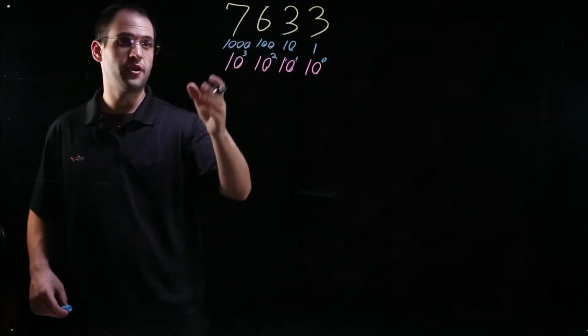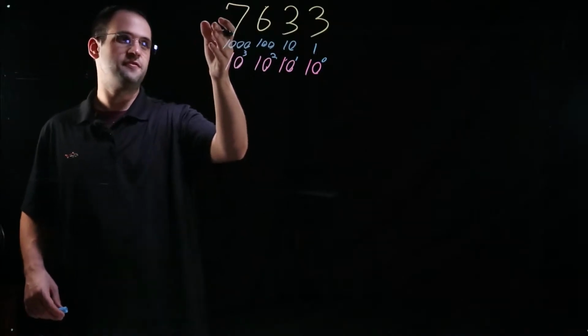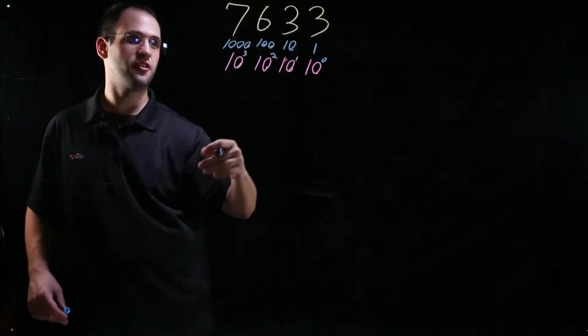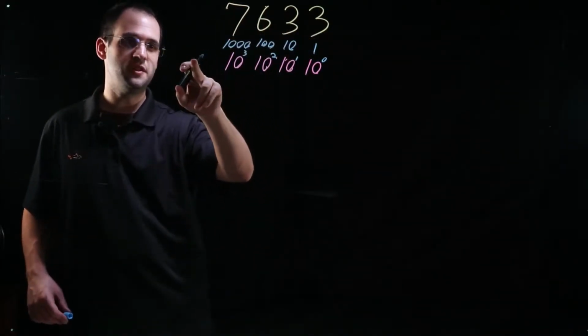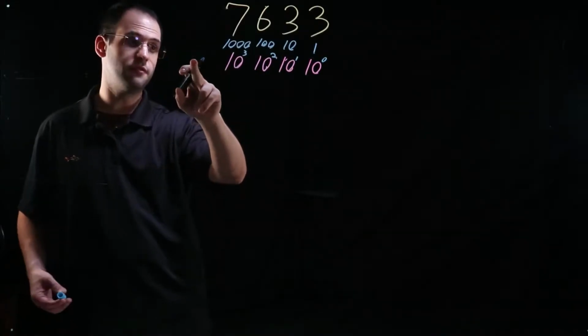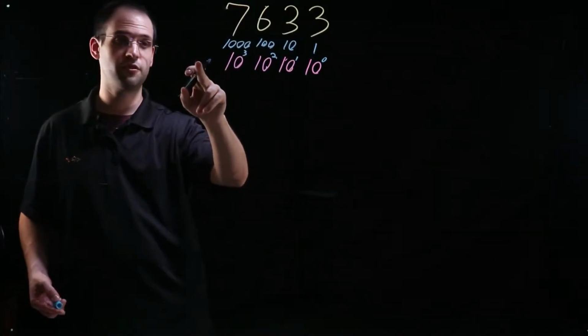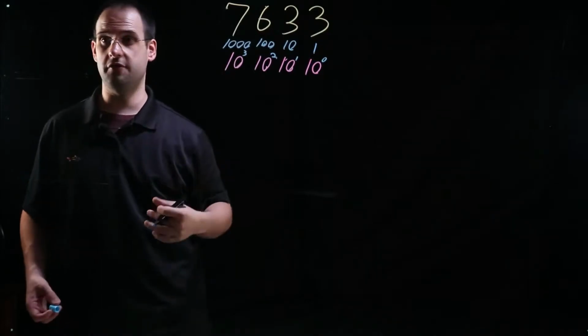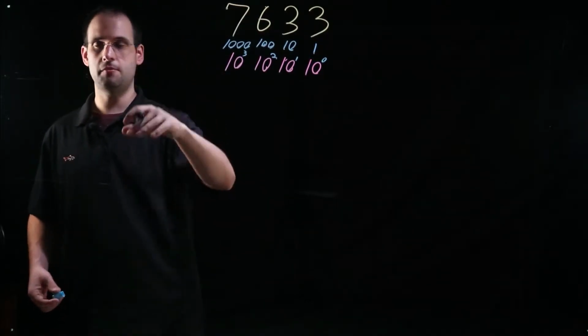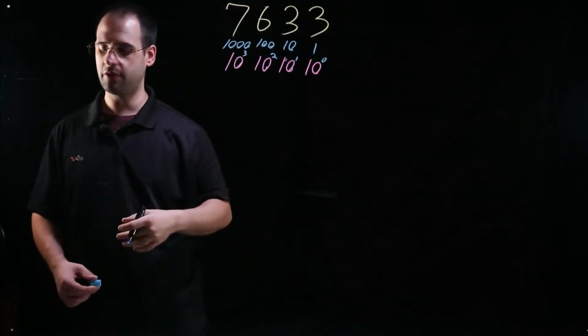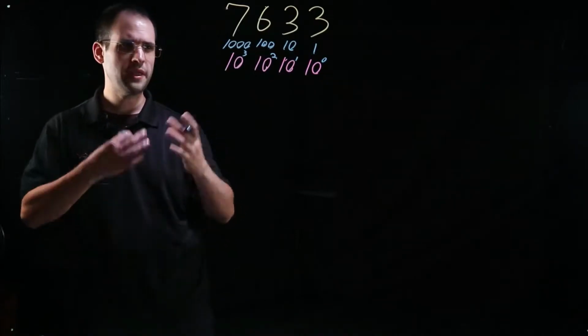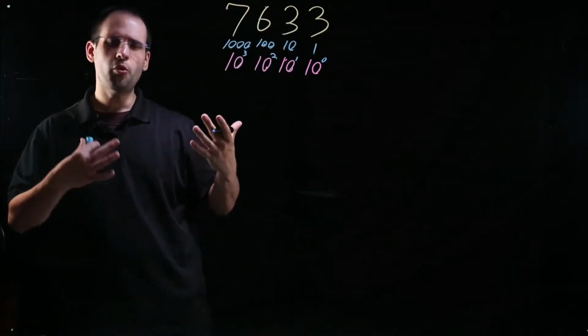If we had 57,633, this would be 10 raised to the 4th, as it is the 5th position, and this would be the 10,000s column, and then the 100,000s, and the millions, and so on and so forth down the list. Based on this information, what can we say?